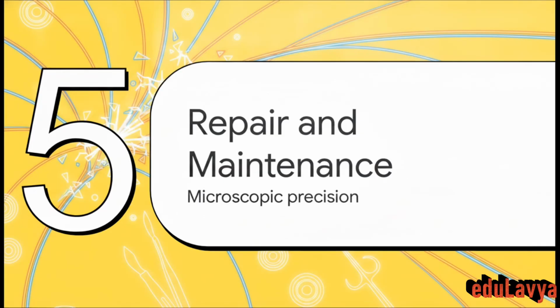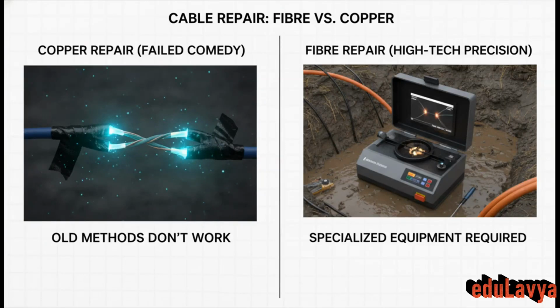Finally, let's look at Section 5, Precision Repair and Maintenance, because when that glass, buried underground or strung along harsh railway environments, eventually does break, fixing it requires a highly specialized, almost surgical approach out in the field. If a construction excavator accidentally snaps an old copper wire, a technician can basically just strip the ends, twist them together, slap on some electrical tape, and call it a day. But you absolutely cannot duct tape a fiber optic cable. Repairing these glass threads requires entirely specialized, incredibly expensive equipment to perform what is essentially microscopic welding, very often while standing in a cold, muddy ditch.